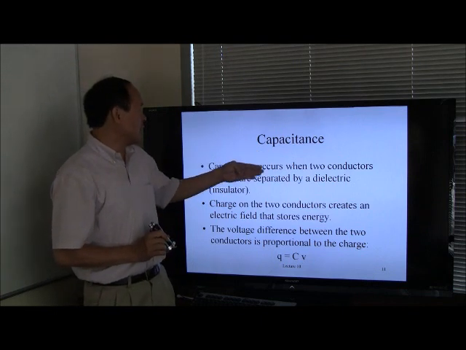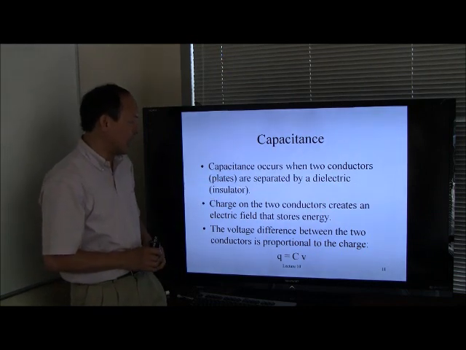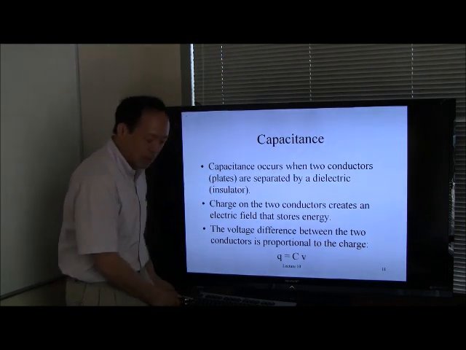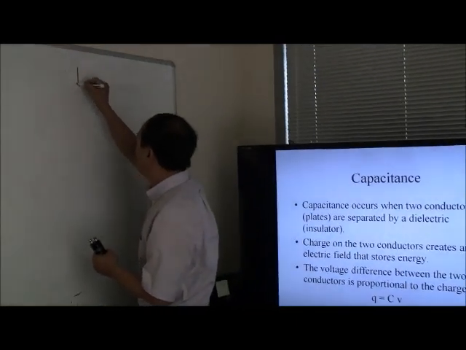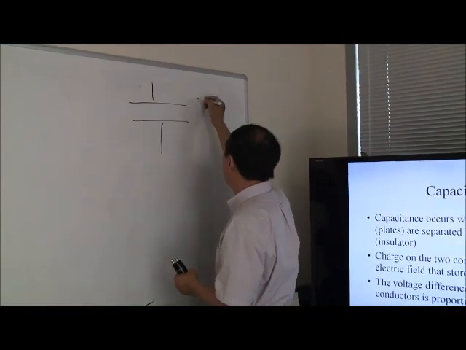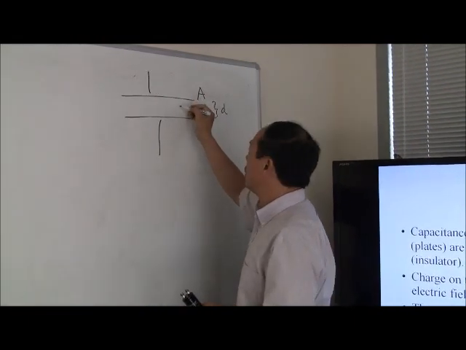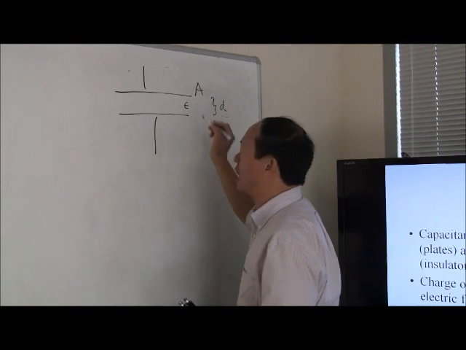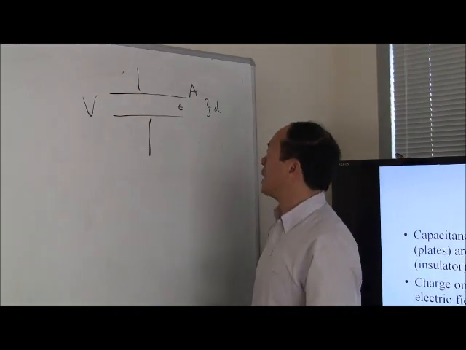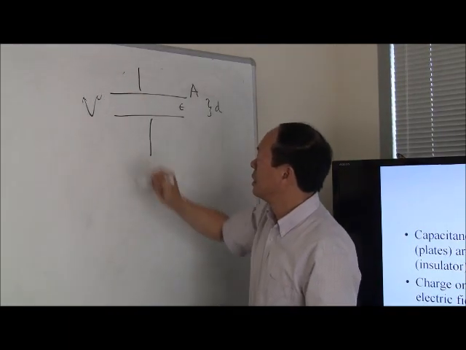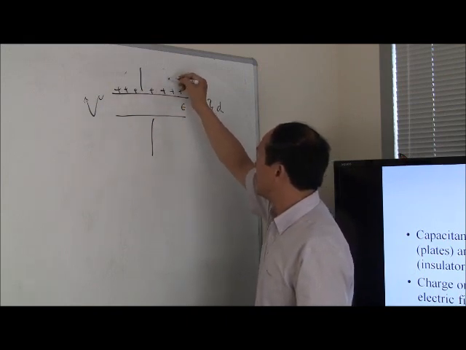Now, by defining capacitance, we say capacitance occurs when two conductors or plates are separated by a dielectric or insulator. So I can literally draw a capacitor as two parallel plates, and each plate has an area of A and is separated by a distance of D. In between, you have a dielectric that has a dielectric constant of epsilon, and the voltage across the capacitor is V, and each of the plates will store, in this case, a charge of Q.